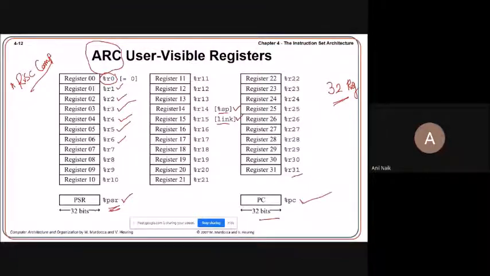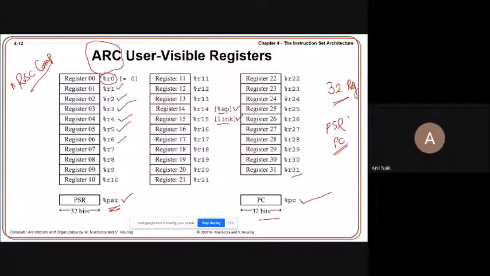Along with that, there are two other separate registers, that is the program status register and the program counter. These are also 32-bit registers. So you know what is the operation of the program counter. The program counter is a 32-bit register that holds the address of the next instruction that is being executed.